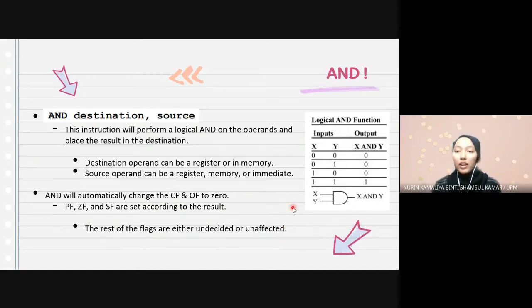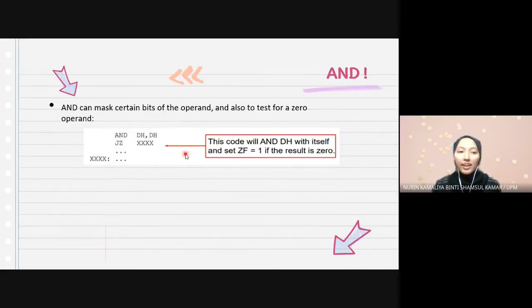For the logical AND function, we multiply the first input and the second input to get the output. So 0 times 0 is 0, 0 times 1 is 0, 1 times 0 is 0, 1 times 1 is 1. AND can mask certain bits of the operand and also test for a 0 operand. This code will AND DH with itself and set ZF equal to 1 if the result is 0.